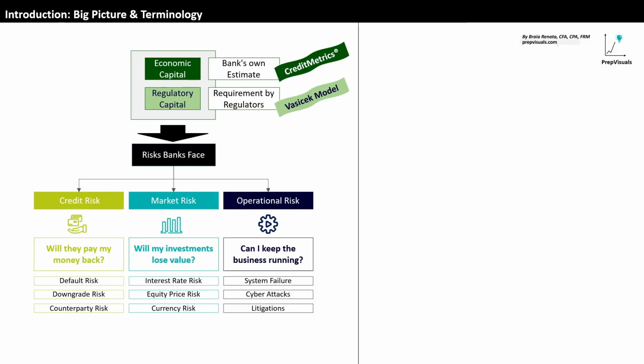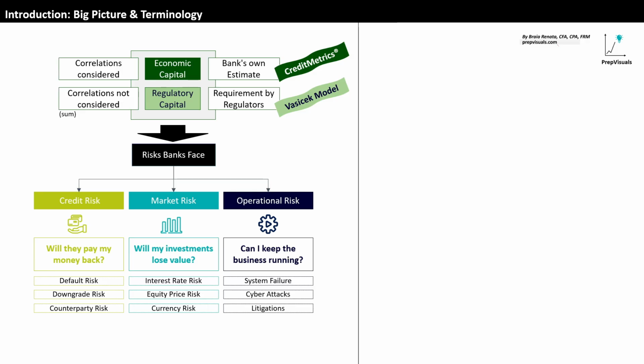And the curriculum is also mentioning that when it comes to regulatory capital, the correlations among credit risk, market risk, and operational risk are generally not considered, because the capital for each risk is taken as a simple sum. And when it comes to economic capital, on the other hand, correlations among credit risk, market risk, and operational risk tend to be considered.